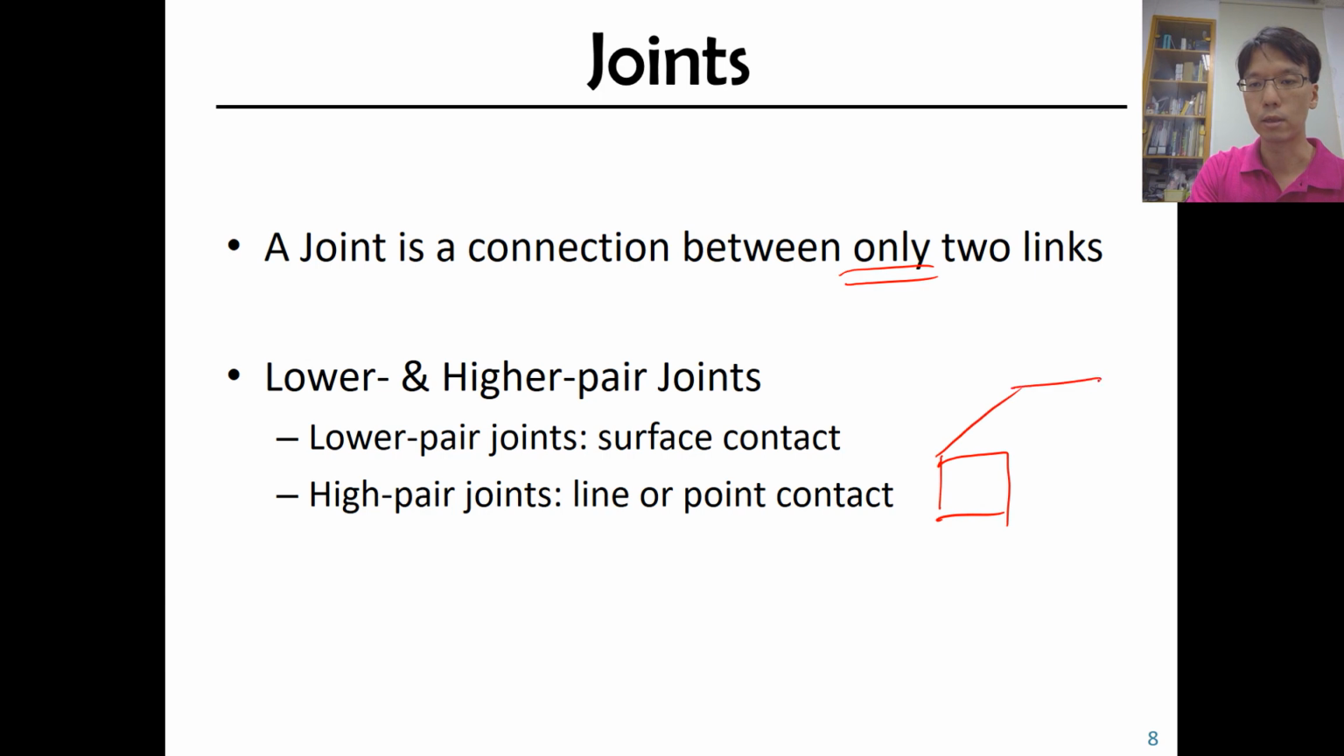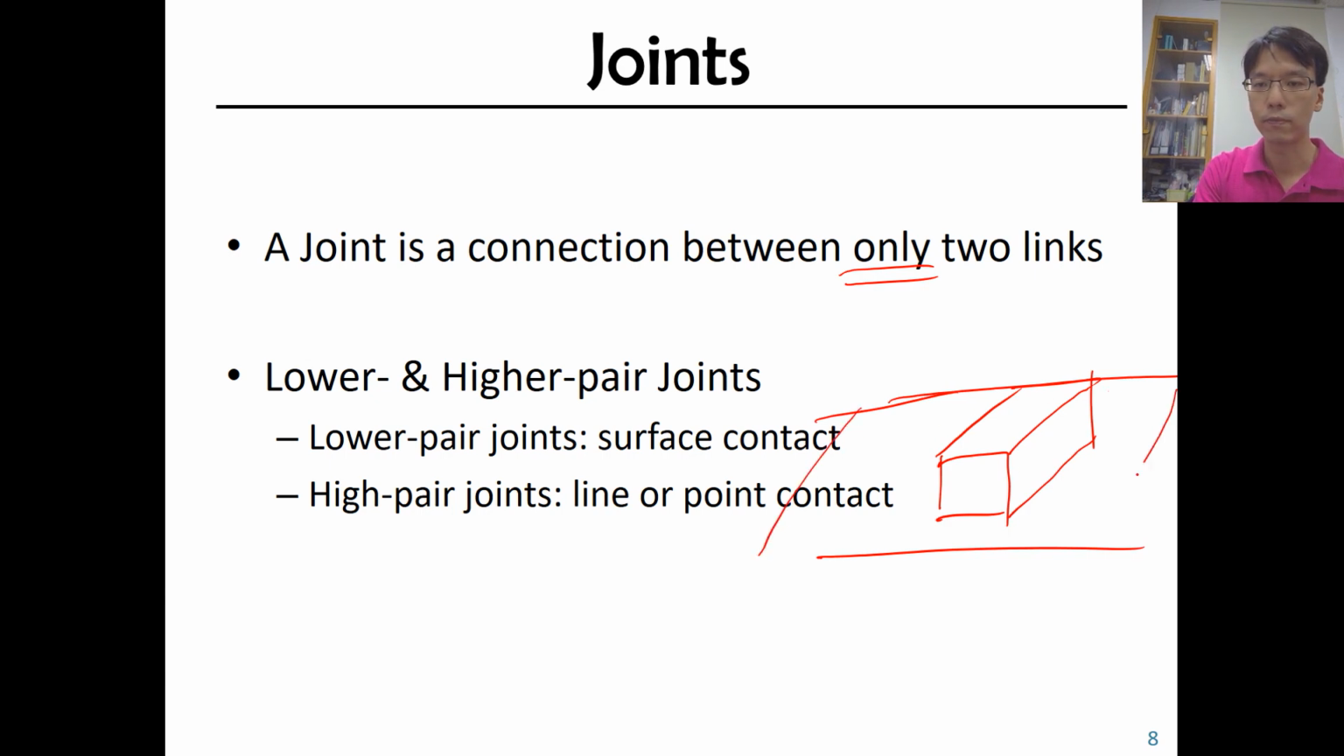For example, I take this slider, for the 3D case. Suppose this slider is sliding on this surface, maybe in any direction. What's the contact between this block and the surface? It's a surface contact. It's like you put a mouse on a surface. The whole surface is in contact. So if the joint is like this type of contact, we call it a lower pair joint.